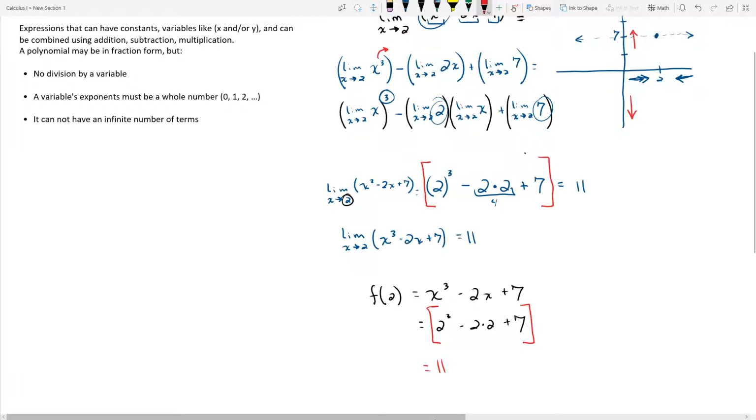So as long as you have a polynomial, you'll be able to do that. You'll be able to just, instead of breaking it apart like this as a proof, show that, okay, I have no domain restrictions. It definitely is a polynomial. I can go ahead and just take my value that x is approaching, plug that into the function, and I should be able to get what that limit is.